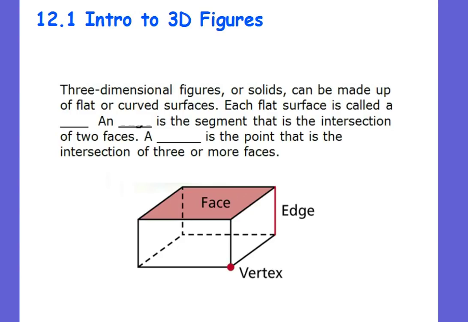Okay, so this part might be a little bit of a review, and based on the little picture you've got right here, you could probably fill in all these blanks. So it says 3-dimensional figures or solids can be made up of flat or curved surfaces. Each flat surface is called a face, as you can see right here. An edge is the segment that is the intersection of 2 faces. So this would be an edge right here, this would be an edge right here, and then of course this one is a vertex, which we already know what that is. So that is the point where 3 or more faces intersect. At that one point, we call that a vertex.